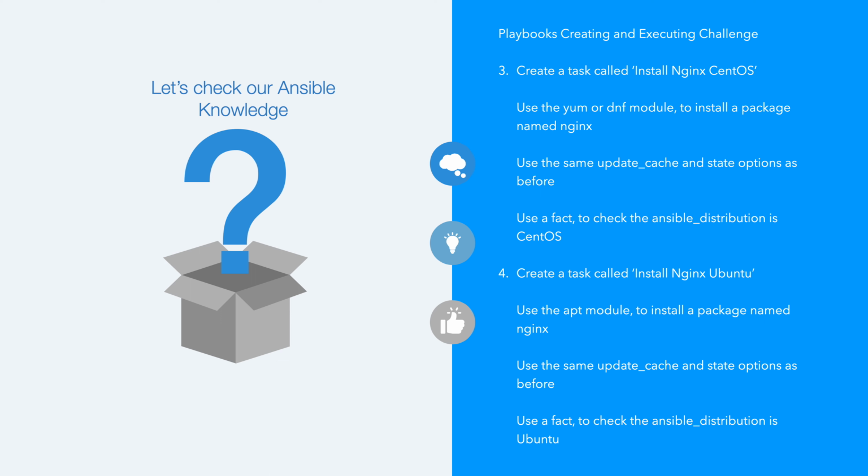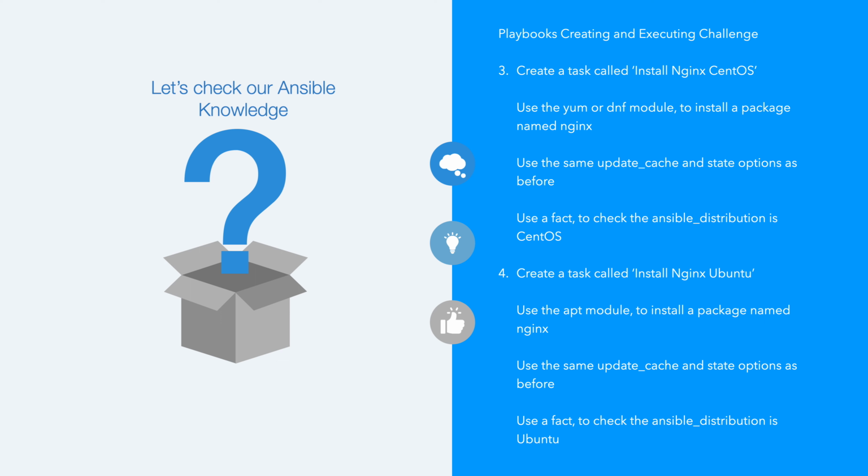We're going to install the Nginx web server on both CentOS and Ubuntu. Create a task called install Nginx CentOS, using either the yum or dnf module to install the package nginx. Again, use the same update_cache and state options as we used before. Also, you can reuse the fact check to make sure that we're targeting CentOS.